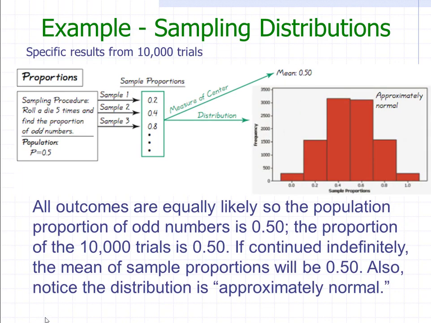And when we're looking at the proportion of odd numbers, we would expect to get odd numbers half the time. And so our mean of sample proportions is a very good estimate of our population proportion. And notice how our distribution is relatively normal, symmetrical, bell-shaped.